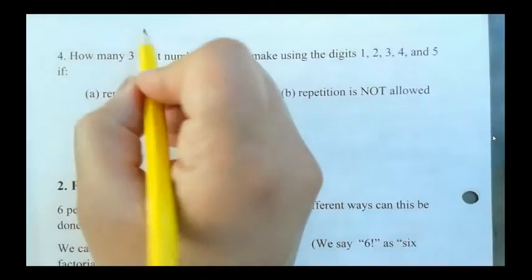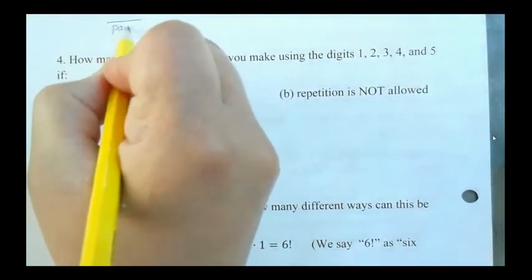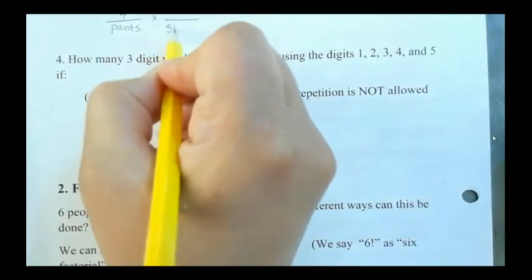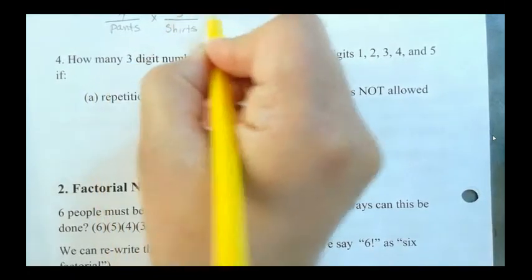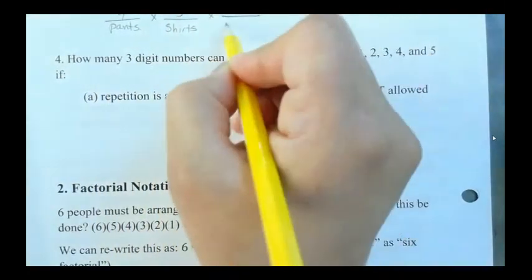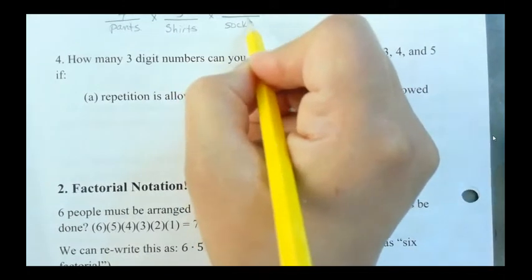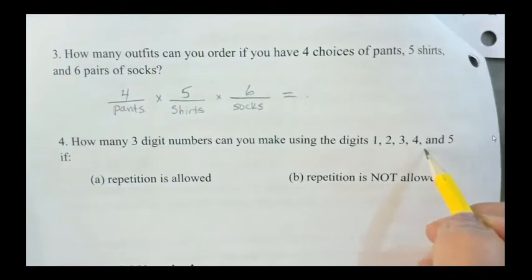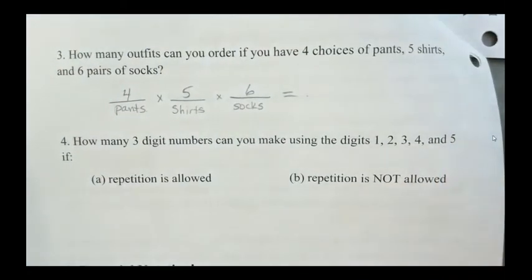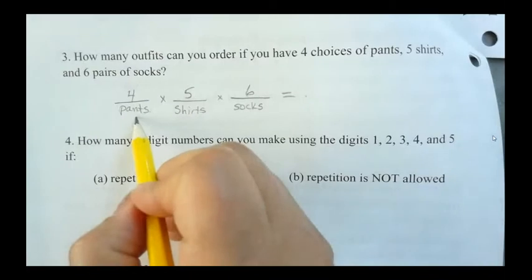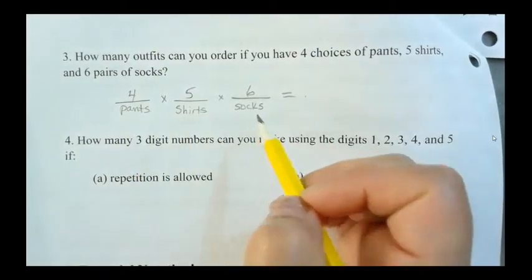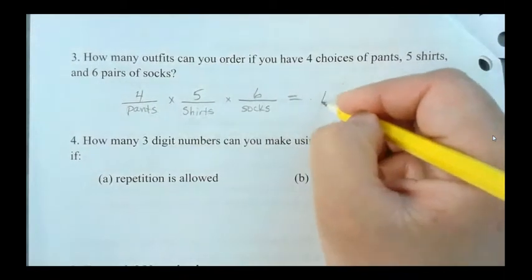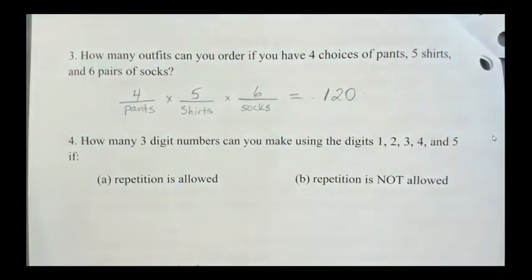So how many different pants do we have? We have 4. How many different shirts do we have? 5. And how many different socks do we have? 6. So multiply, oh, you guys can't even see that. Sorry. That's all good. All right, so you've got 4 different pants, 5 shirts, and 6 socks. So how many different ways can you arrange these? Multiply these together and you get 120.